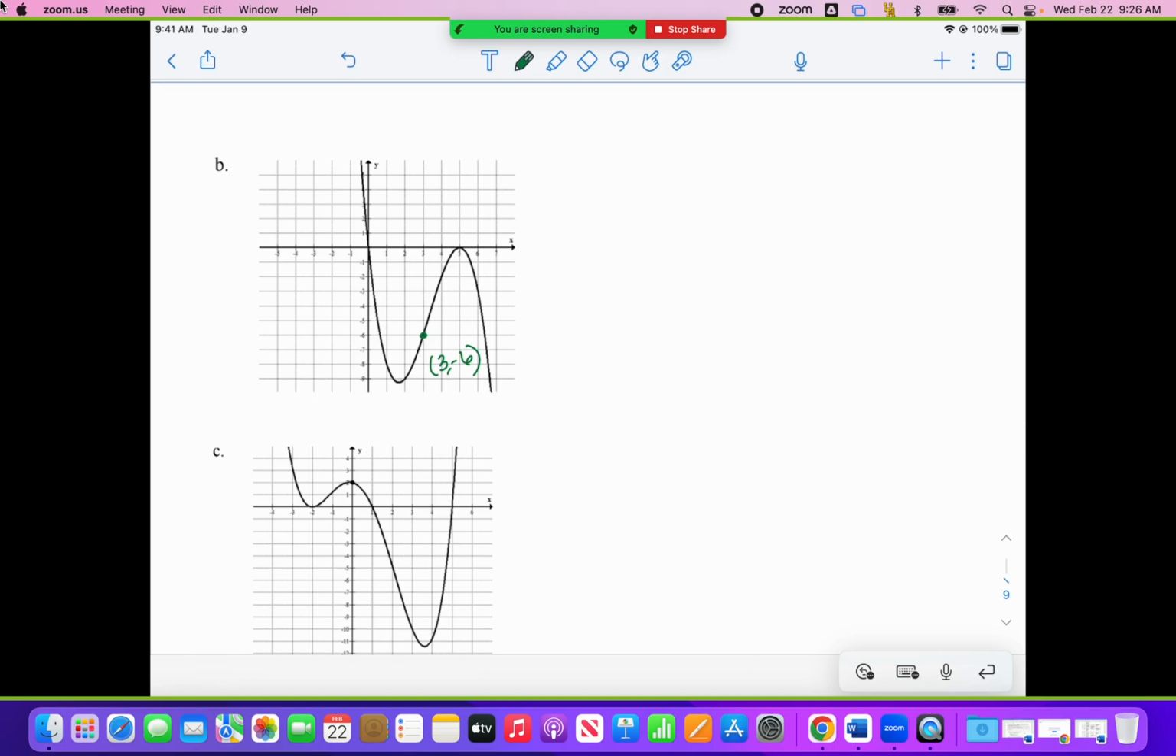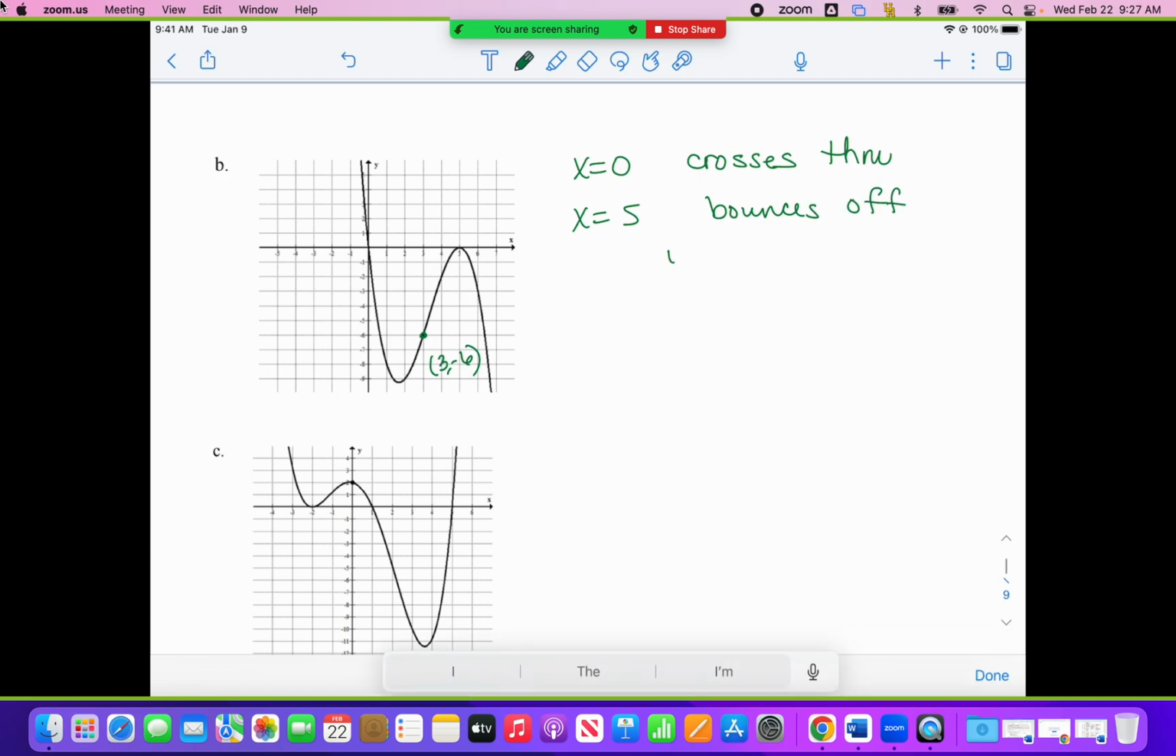All right, I'm going to go ahead and start this. I have an x-intercept at 0, so it crosses through, and at x equals 5, it bounces off. So I'm going to write y equals a x. Now, I don't typically leave x minus 0. It's okay to start with x minus 0, but then tidy that up to an x. And then x minus 5 squared.